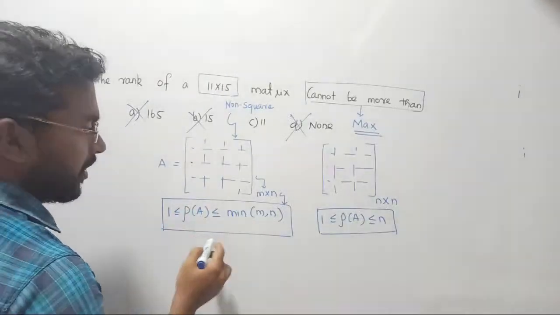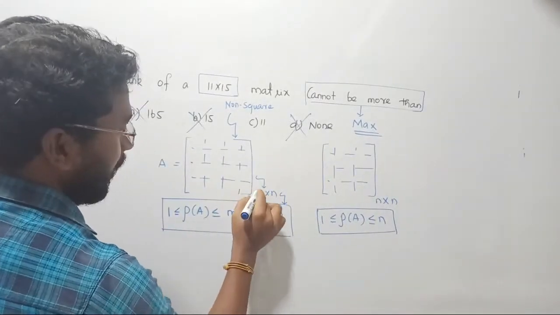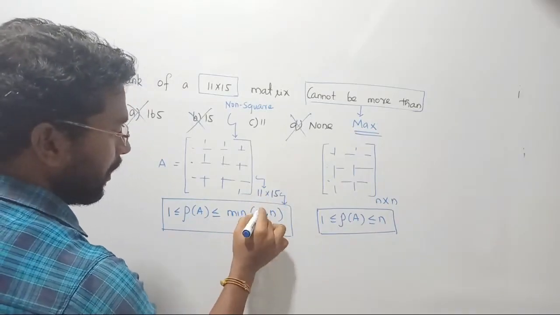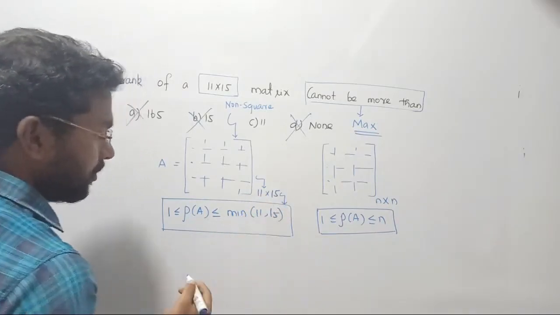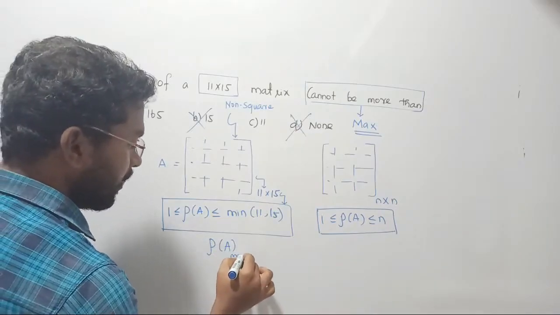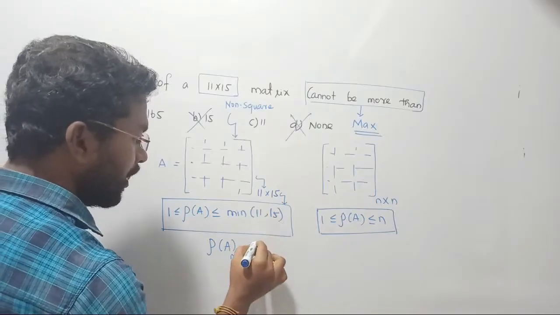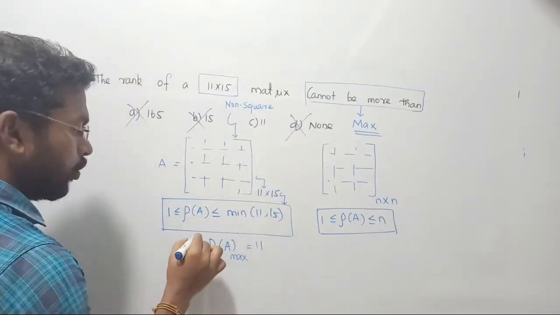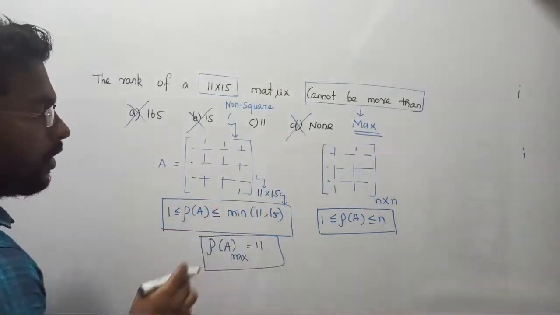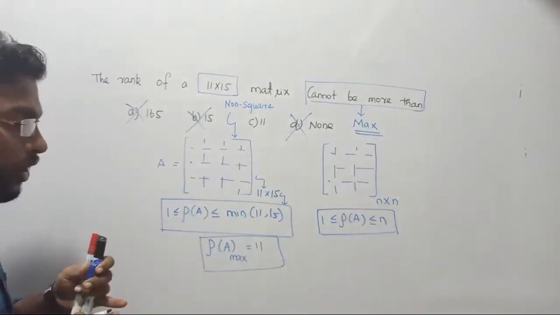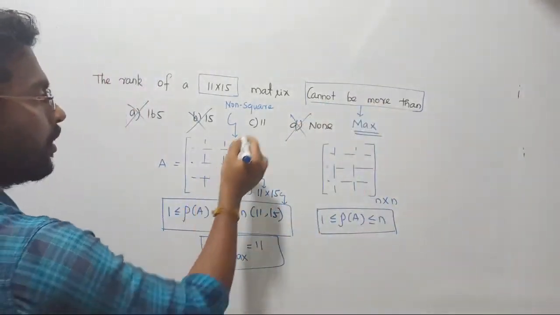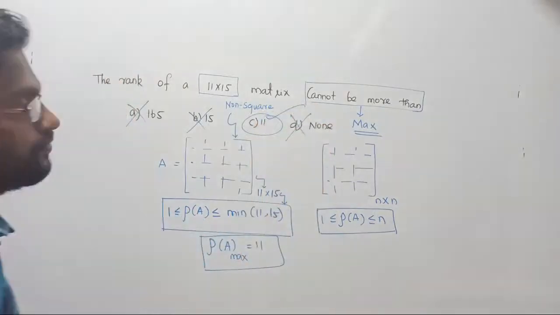This is the rank of the matrix. Let me replace M by 11 and N by 15. So it is going to be the minimum of 11 and 15. What is the maximum possibility? The rank of a matrix can go maximum to the minimum value of 11 comma 15. It cannot go beyond 11. It lies in between 1 and 11, so the minimum possibility is 1 and the maximum possibility is 11. In your question they are asking only the maximum possibility, so the correct answer is option C.